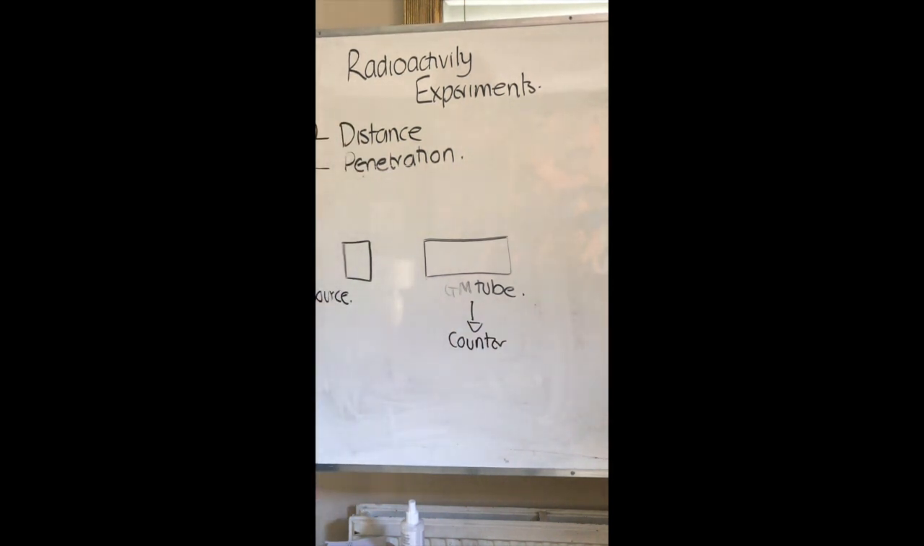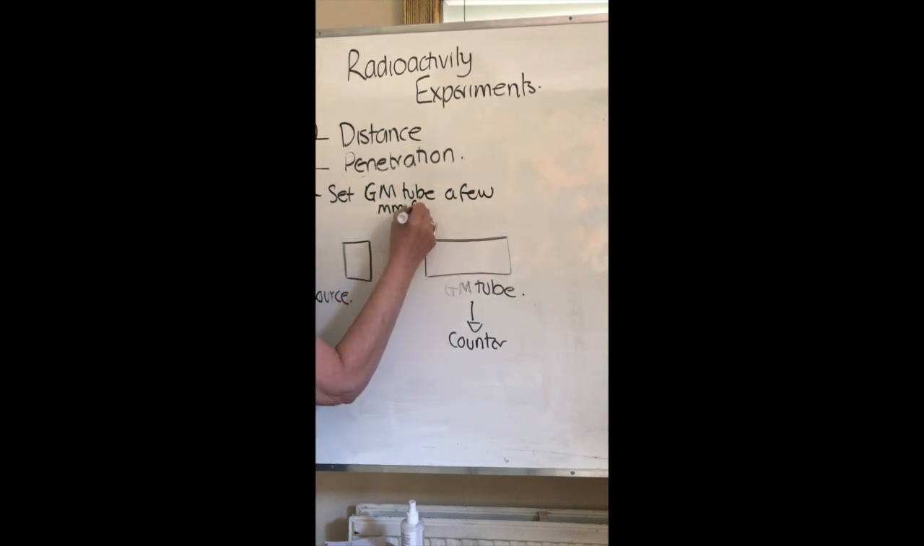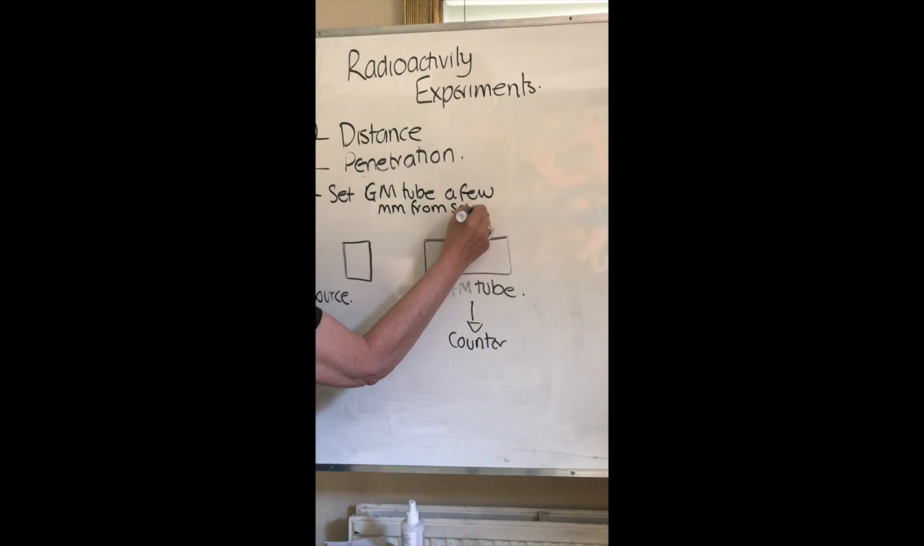Now, when you write this experiment up or draw the diagram, these are the marking points. If you are going to pick up alpha, you need the Geiger-Müller tube to be close. So when you write about it, don't push the tube right up against the source in your diagram, but make sure you write that you set the Geiger-Müller tube a few millimetres from the source. That's important. Otherwise, you'll have lost all your alpha before you start.